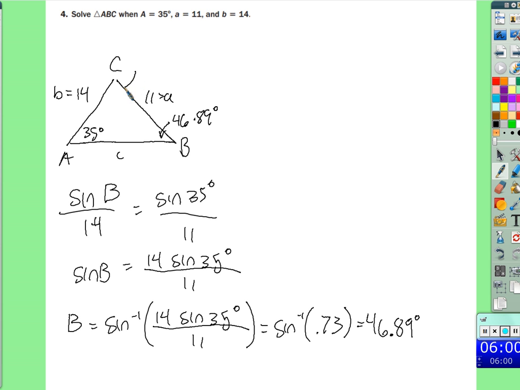46.88692837. Everybody get that? That's why I said that's not what I got when you said what you got. You've got to take the inverse sine of that. 46.88689. Okay, so this could be 46.89. That means we can find this angle by making sure all three angles add to 180, which makes this angle how big? 98.11. Agreed? Everybody? Yep. Okay.